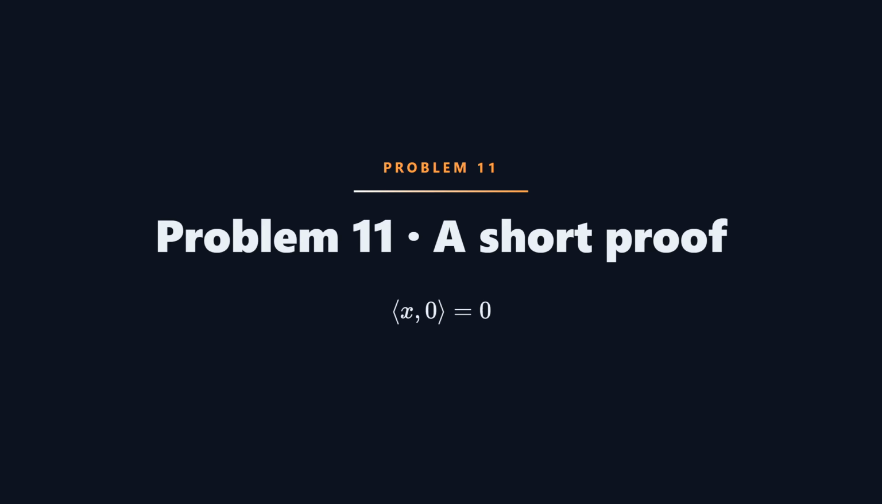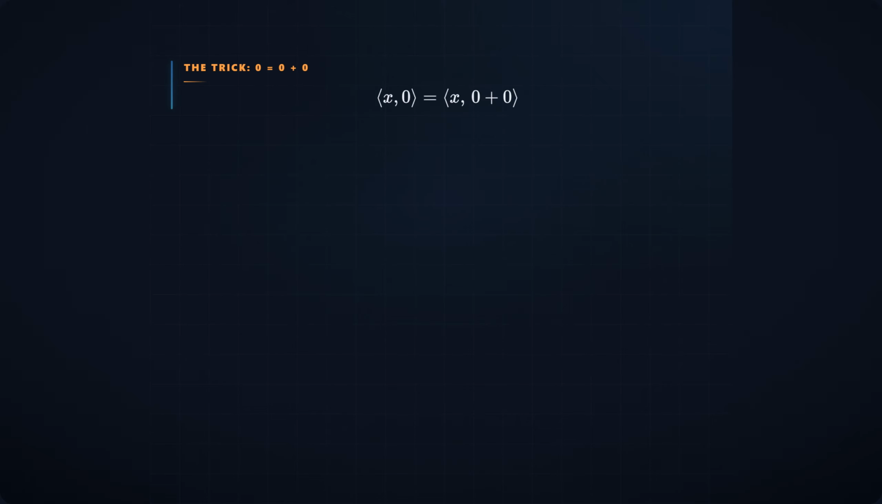Problem 11, a proof. Show, using only the axioms, that the scalar product of any vector with the zero vector is 0. Pause and try to structure it. The whole proof turns on one harmless trick. Write the zero vector as 0 plus 0. Nothing changes, but now the second slot is a sum.